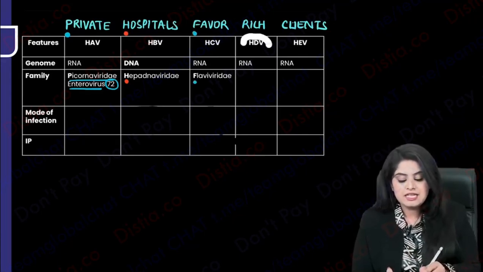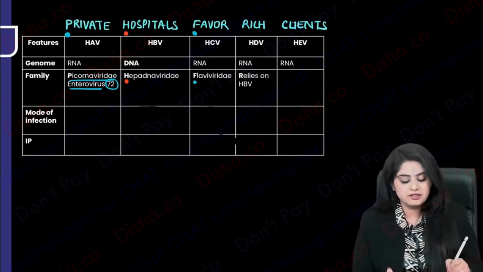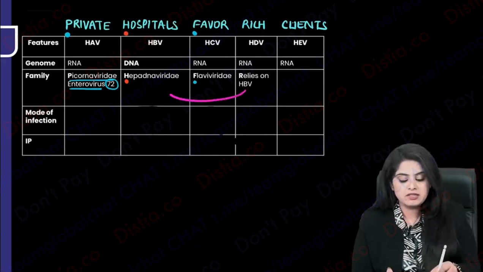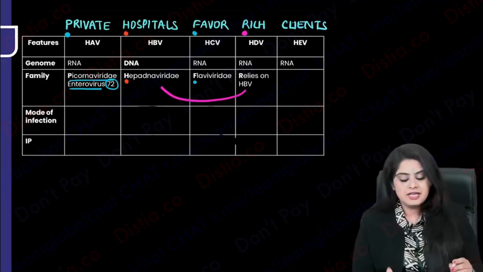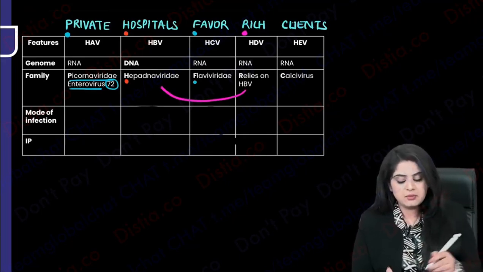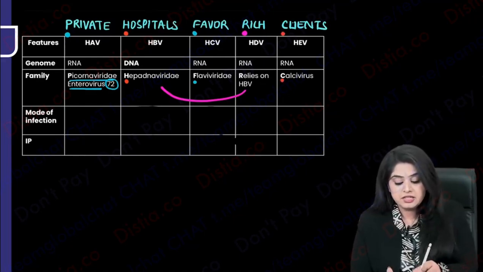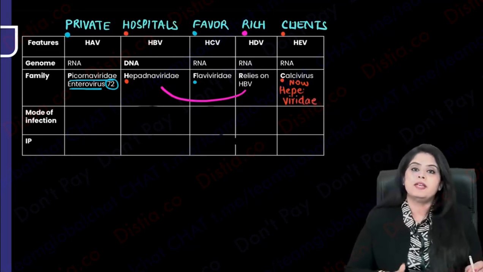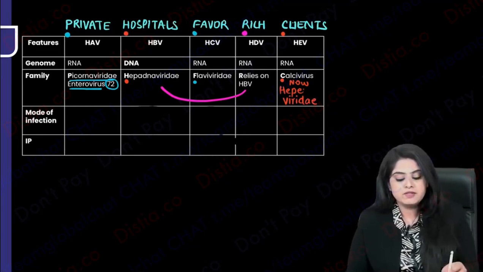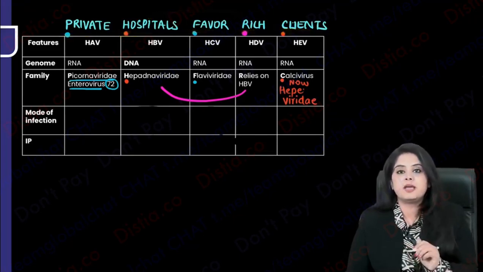F is going to be for Flaviviridae. See, hepatitis D as such is not an independent virus. It is something that is always dependent on hepatitis B. So with R, I have learned it relies on hepatitis B, right? And finally, the last one with C, that hepatitis E is going to be Caliciviridae. Also, now it is said to be a part of the family Hepeviridae. Okay, so that is another update that you should be knowing. It's now said to be a part of the family Hepeviridae. Okay, so I've told you private hospitals favor rich clients: Picornaviridae, Hepadnaviridae, Flaviviridae, relying on hepatitis B, Caliciviridae or Hepeviridae.